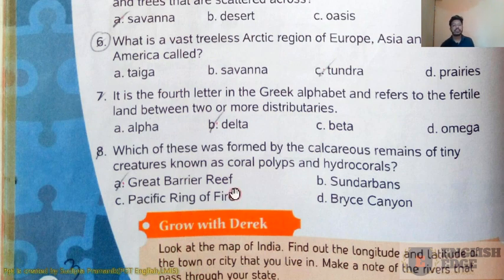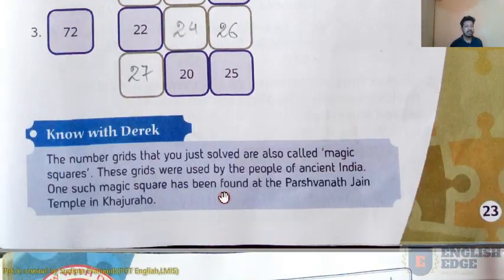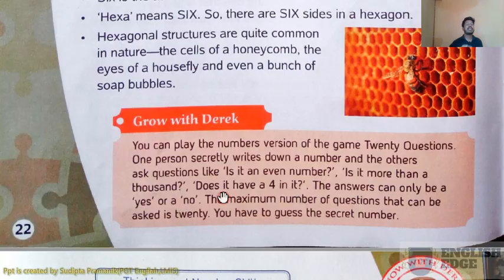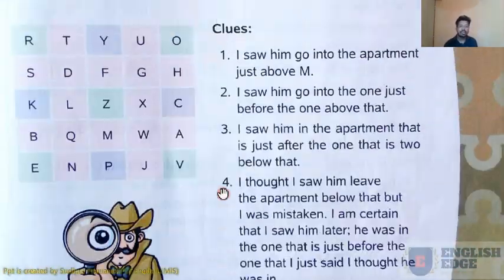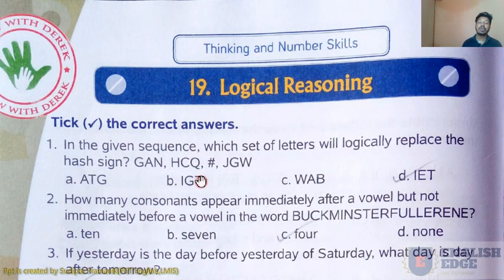Which of these was formed by the calcareous remains of tiny creatures known as coral polyps and hydrocoral? That is called the Great Barrier Reef. So you have to learn these questions and answers again and again. You have to keep these questions and answers in your mind, so that whenever in the future you face that type of question, make sure you will succeed.